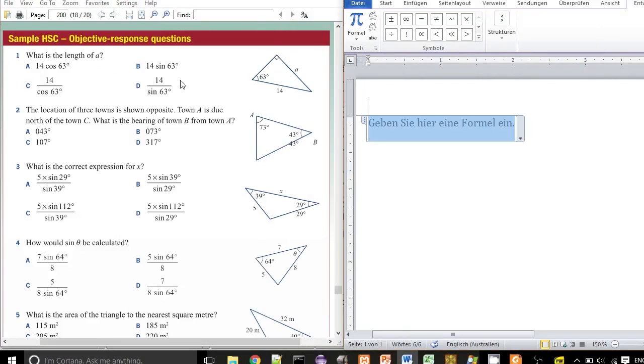Alright, here we go. What is the length of A? For this, it's a right angle triangle, so we've got to use SOH CAH TOA. This is hilarious, by the way, the typo. So let's look at the 63 degrees. Opposite and hypotenuse, so O over H is sine.